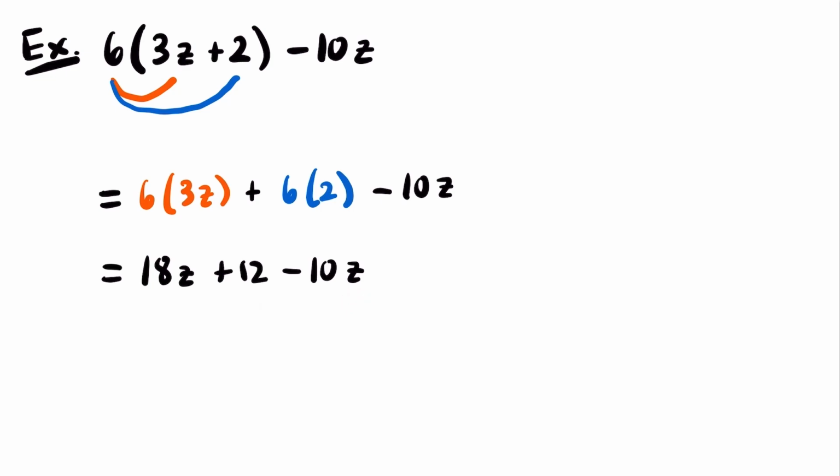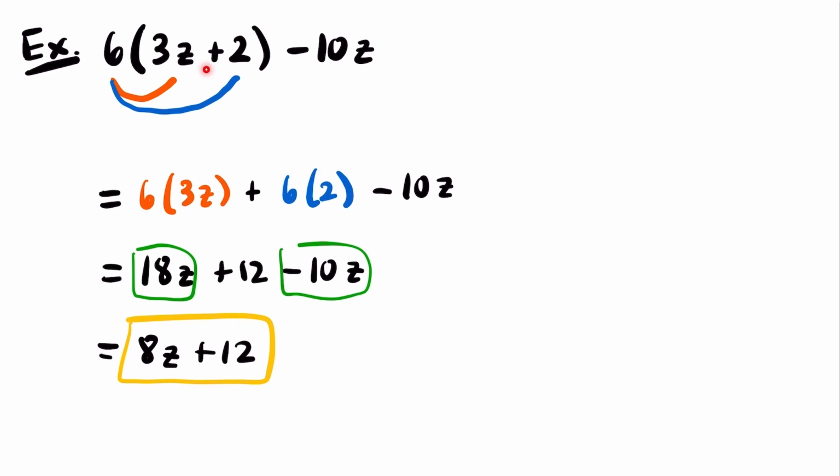Now, looking at our terms here, do we have any like terms? Well, in this case, we do. 18z and negative 10z have the same variable part, so those are like terms that we can combine. You want to add their coefficients and keep the same variable part. 18 plus a negative 10 results in 8, so this is equal to 8z plus 12. And now we have fully simplified this variable expression. 8z and 12 are not like terms, so this is our final answer.